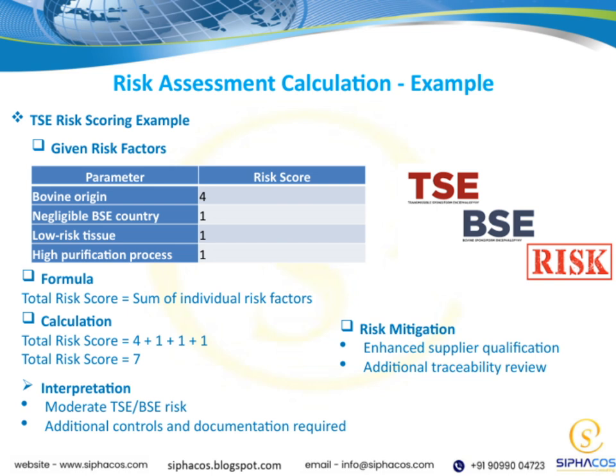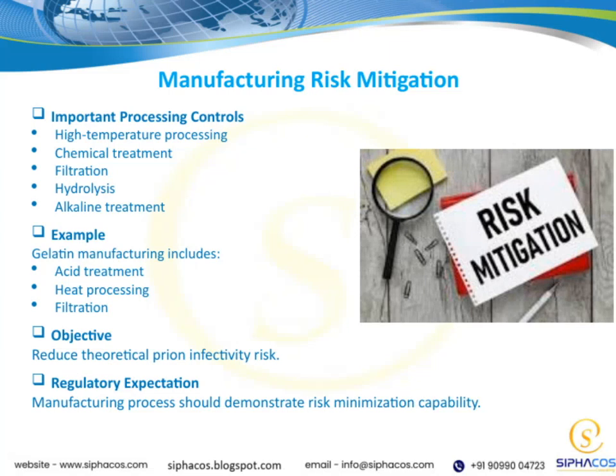Each factor, from bovine origin to purification processes, plays a role in that final score. When it comes to manufacturing risk mitigation, we focus on key processing controls that help keep things safe.